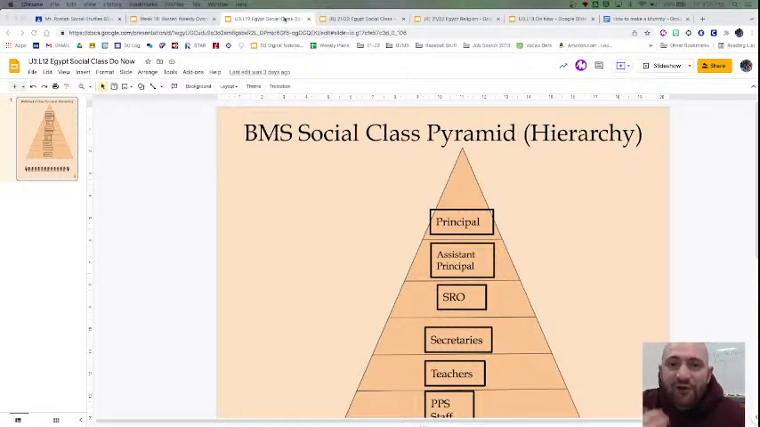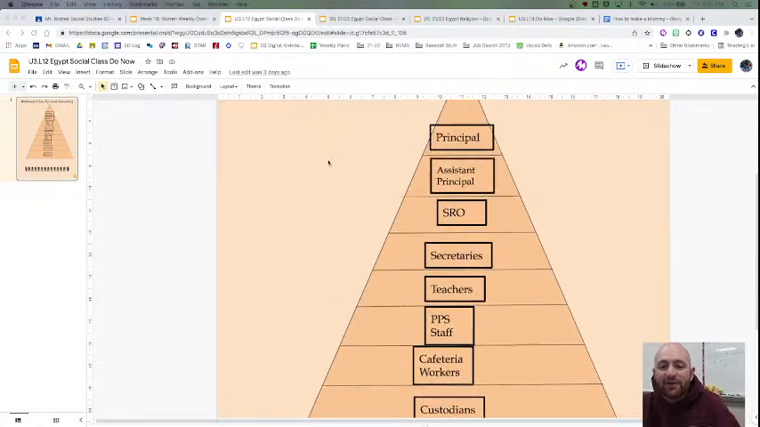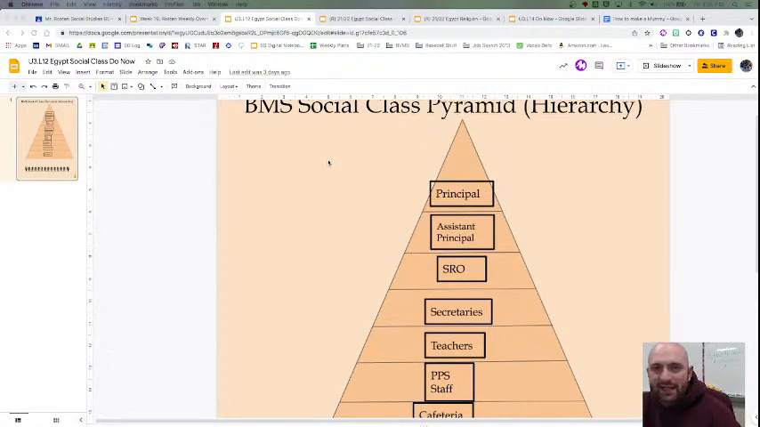So, first we talked about Broadview and how the different social classes are in Broadview. We have teachers and the principal, Dr. Thomas, and the assistant principals, Mrs. Rinaldi and Mrs. Prendergast, and we talked about the SRO and the secretaries and the teachers and the PPS staff and the cafeteria workers and the custodians and the students. And we put them in order, and we said, of course, that Dr. Thomas is on the top. She's the educational leader. Right underneath her are the assistant principals, Mrs. Rinaldi and Mrs. Prendergast. Underneath them is the student resource officer, Officer Hayes, and we put him in the third.